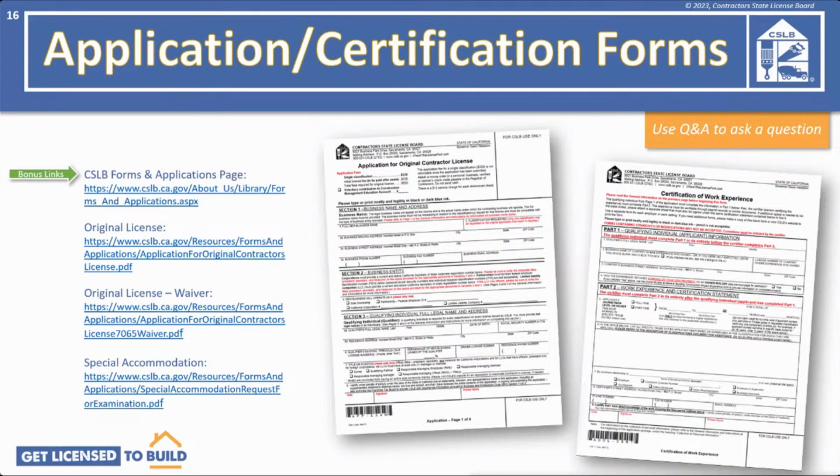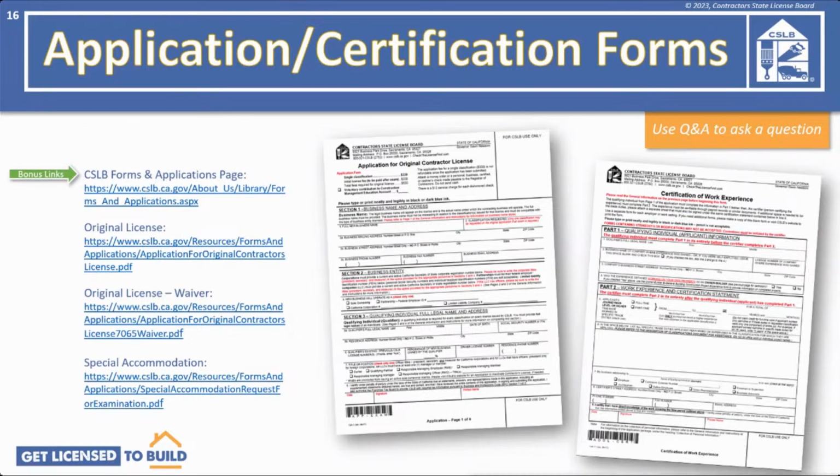When you are ready to apply for a license, here are the 2 forms you will need. On the left is a license application. On the right is a certification of work experience. You can get these forms on the CSLB website. There is a bonus link on the left side of the page, so be sure to download this presentation. We will give you a closer look at the different sections of these forms a little later.